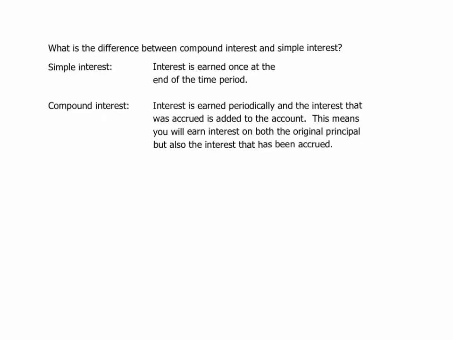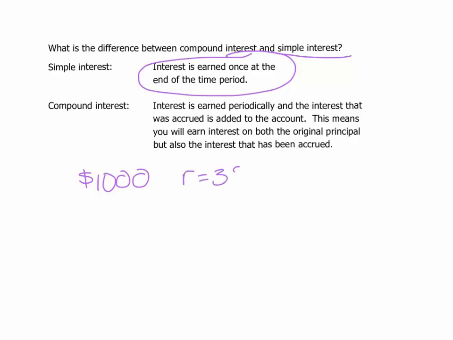Let's first talk about the difference between compound and simple interest. With simple interest, interest is earned once at the end of the time period. So if we have a situation where we've got $1,000 that's invested at an interest rate of 3%, and our time period is 5 years, then our interest is going to be earned at the end of the 5-year time period, and our future value is going to be $1,000.